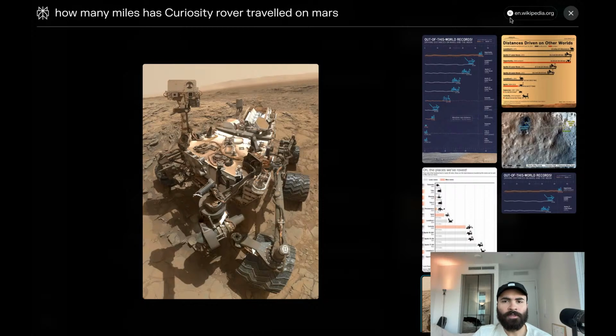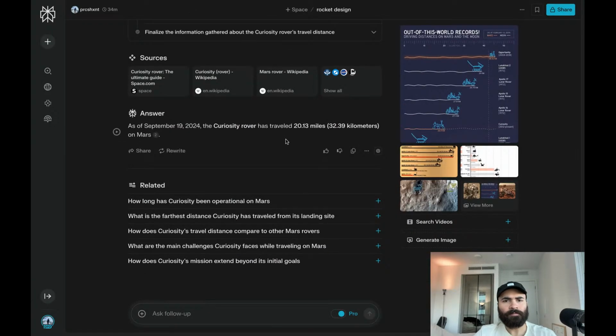We don't know if this is AI generated. Curiosity. Okay, self-portrait by Curiosity at the foot of Mount Sharp. And they just started to name things. It's a mountain on Mars. Curiosity, wow, just 32 kilometers. And it's been operational for 10 years. 10 years, 32 kilometers. What? What is the total? And that's the total distance.